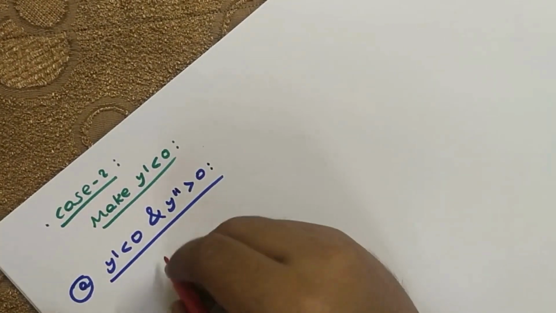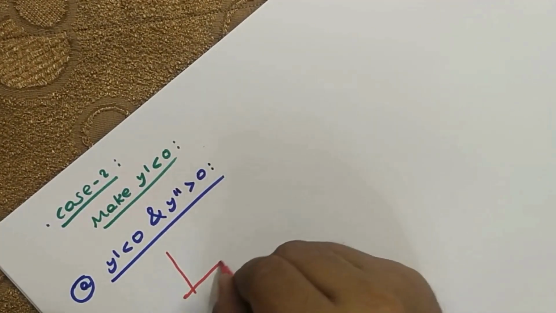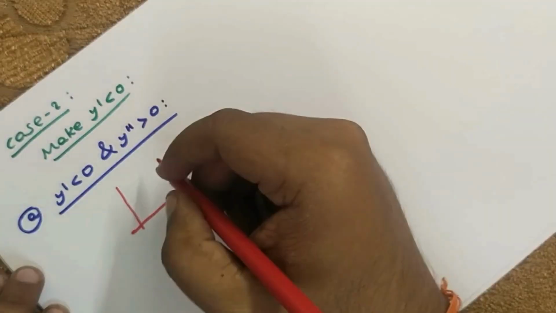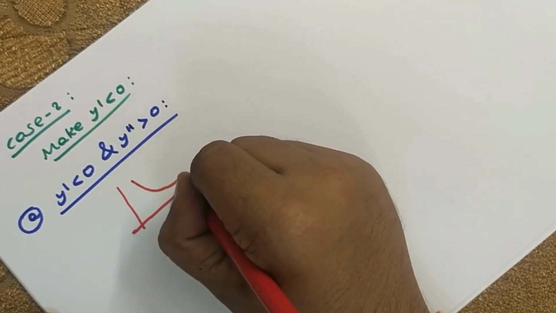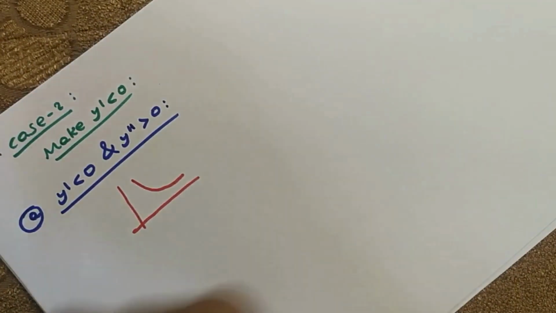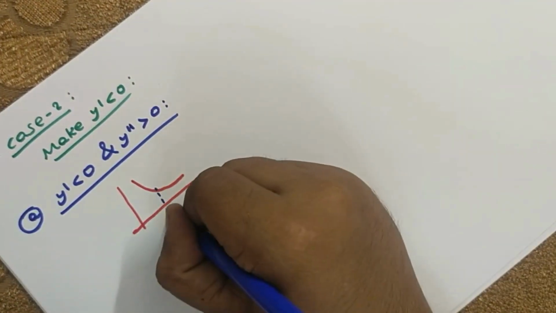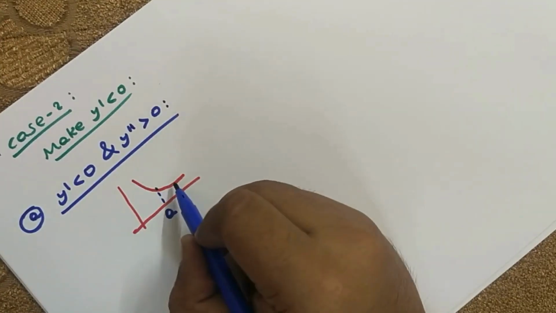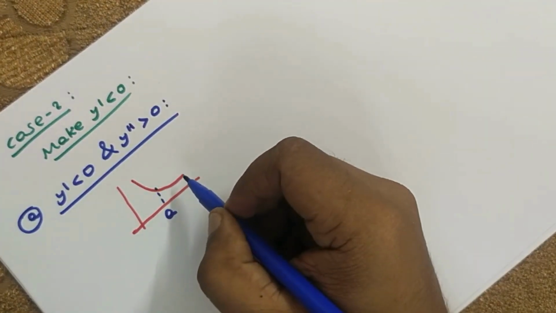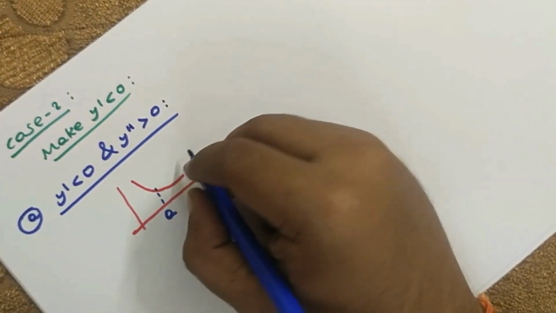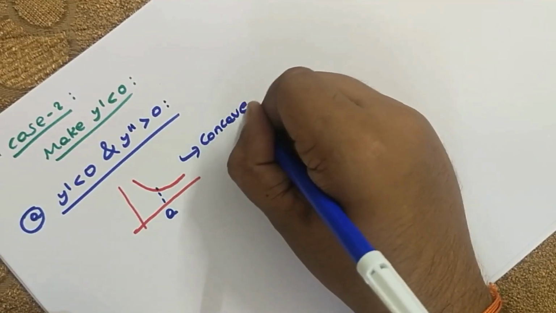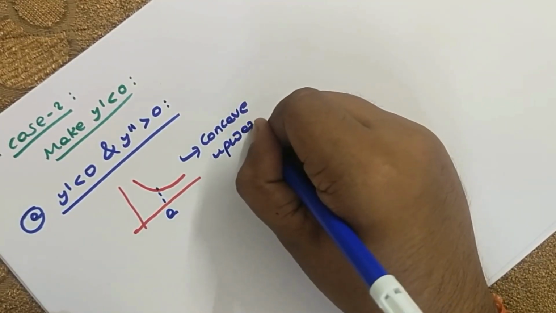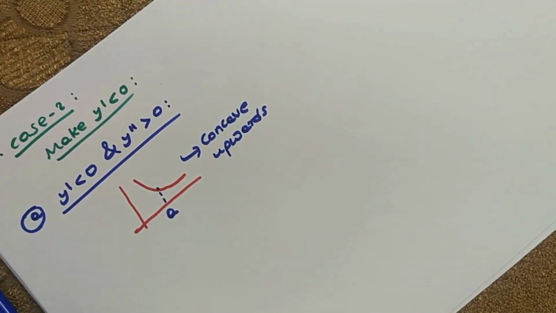So the graph looks like this: y dash should be decreasing, y double dash should be increasing. So yes, if we take it like this, and let's make this point as A. So at point A, slope is decreasing and change in slope is increasing if you observe. So yes, again this curve is concave upwards only. So concave upwards.